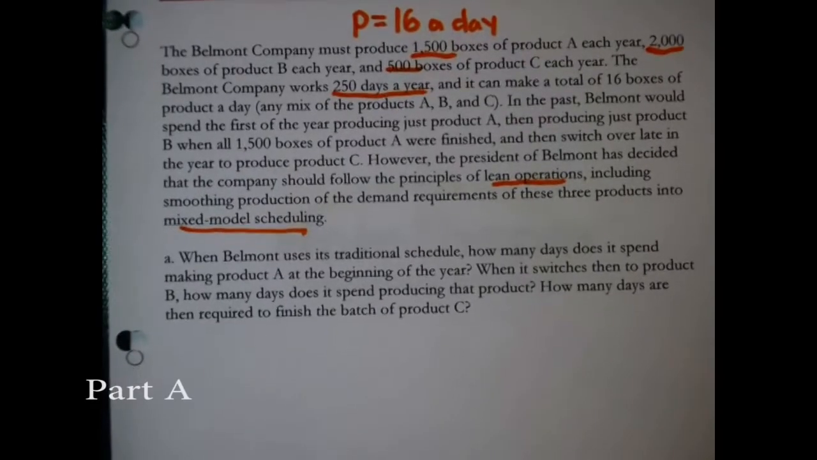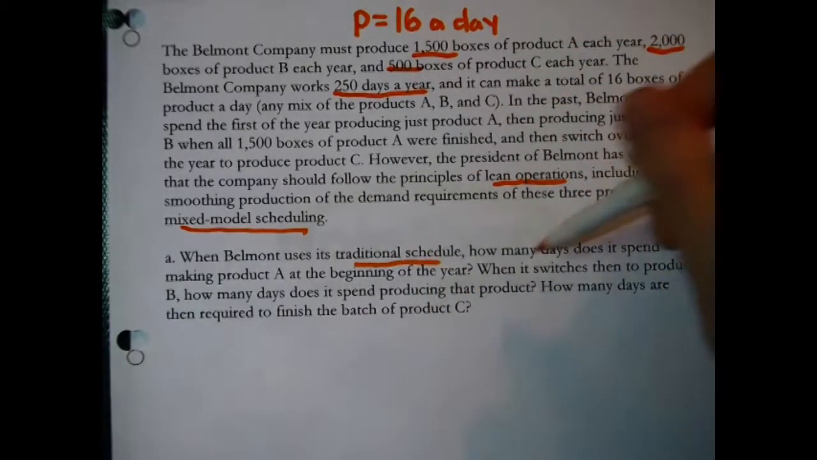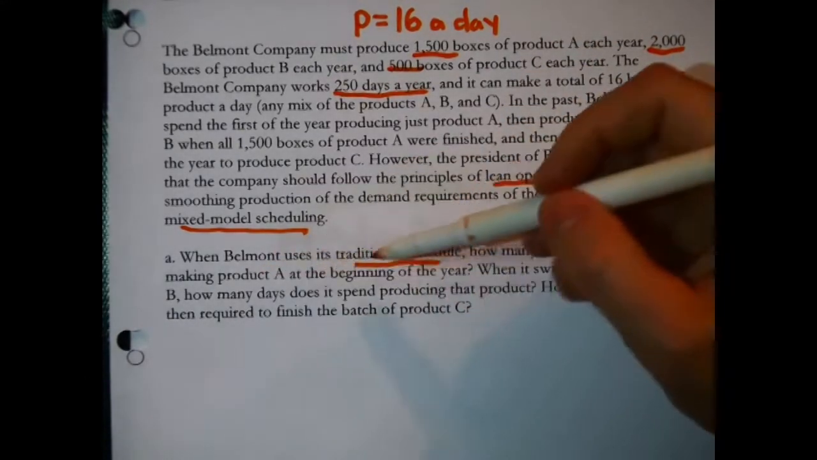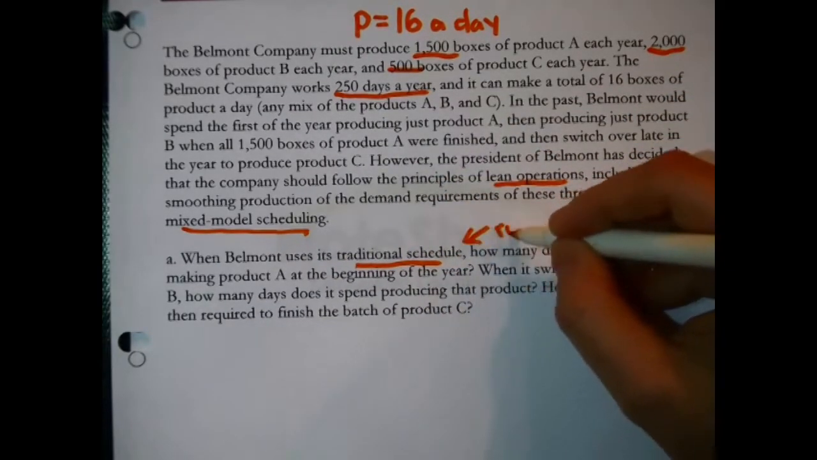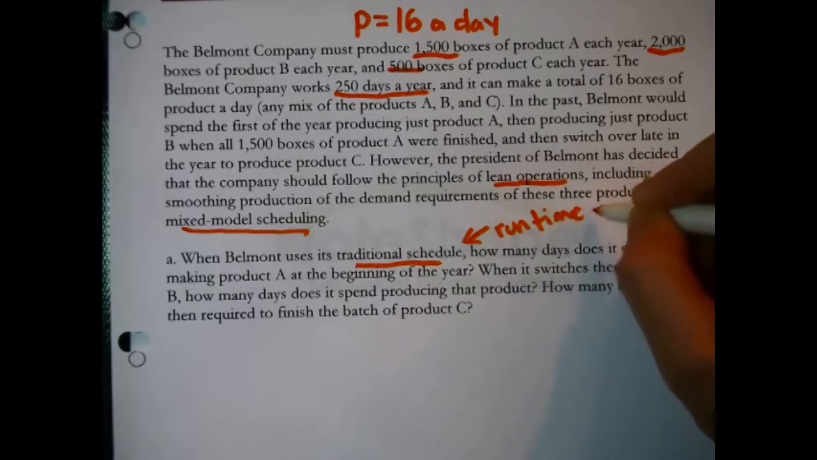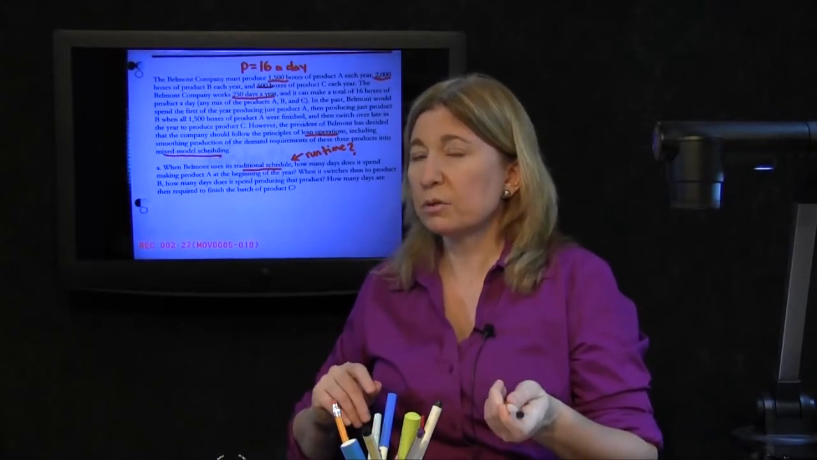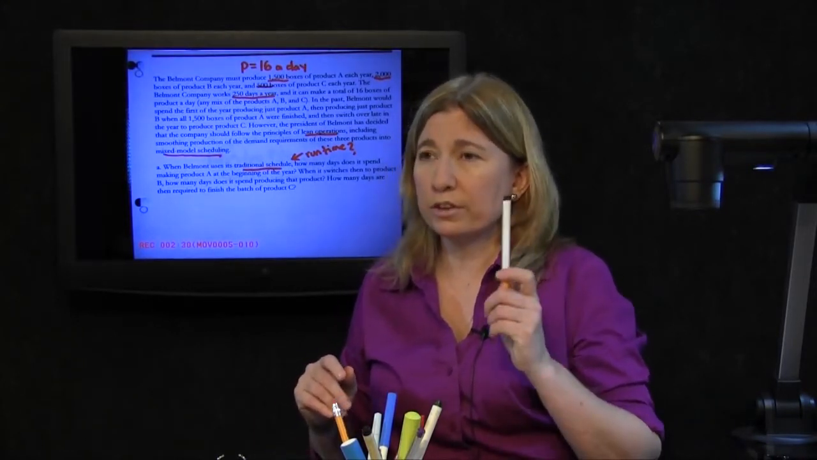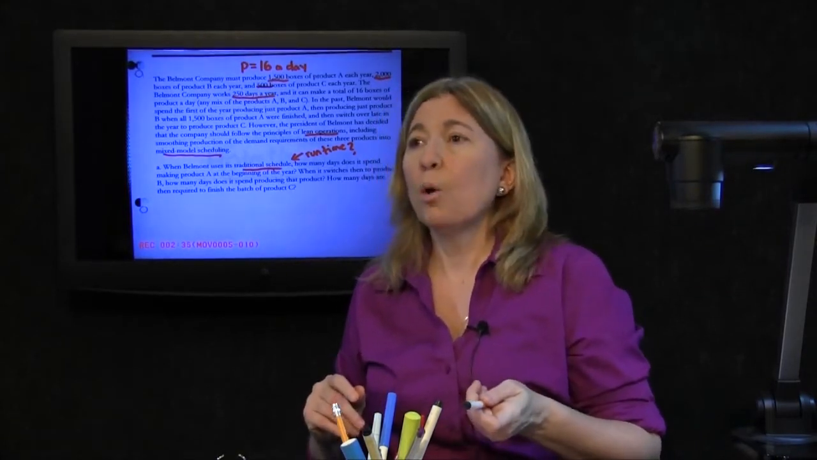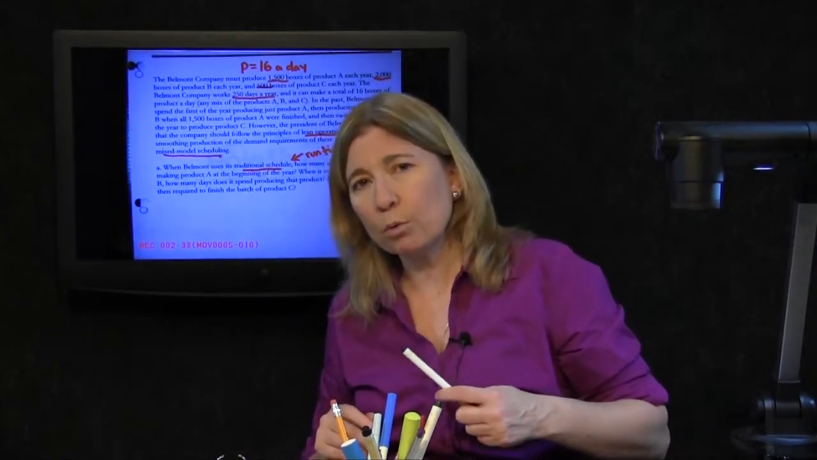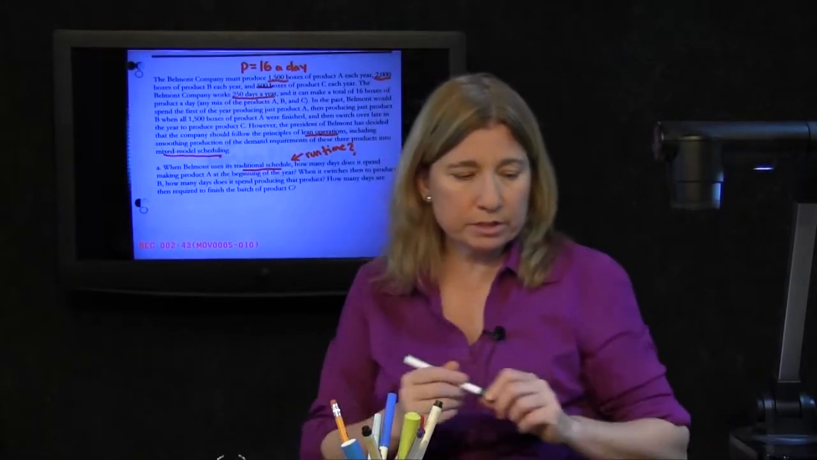When Belmont uses its traditional schedule, that's the one they did before, how many days does it spend producing product A at the beginning of the year? Also known as the, good vocabulary term, runtime. Because in their traditional schedule they make 1,500 boxes of A at the beginning of the year. What is the runtime on that order size? Now, runtime actually has a formula associated with it. It's pretty simple.